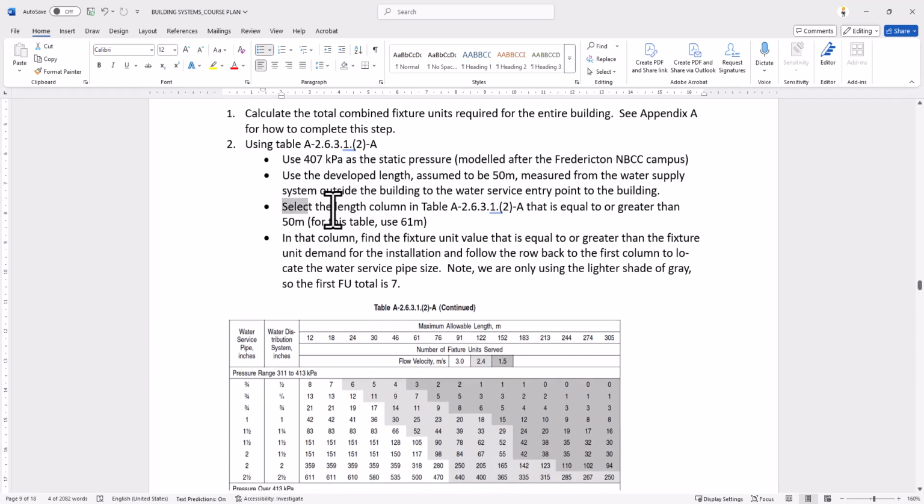The next is select the length column in table A, so this table here, that is equal to or greater than the 50 meters. So in this table, you're going to see it's 12, 18, 24, 30, 46, 61. We're going to choose our allowable length based on this. So the first is we find a pressure range. I've given you the table, so that makes it pretty easy. The next is we're going to find this maximum allowable length. So this is our column we're going to use. Our 50 meters is greater than 46, so we're going to be in this column here.